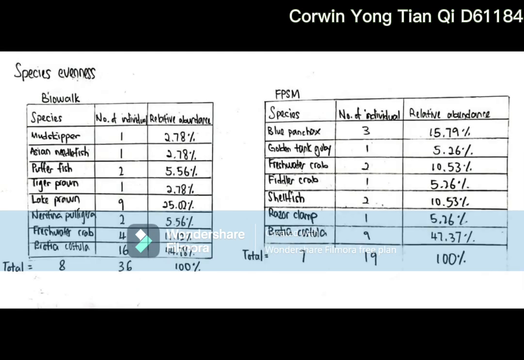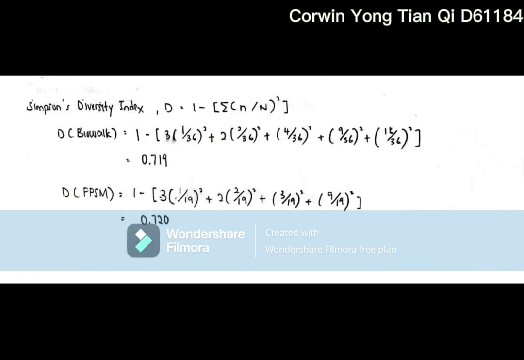Whereas for species evenness, by calculating the relative abundance, it can be seen that FPSM has a lower deviation in the value of relative abundance and hence a better species evenness. For the last part of the calculation, the Simpson's diversity index, the index value indicated that FPSM, even with just a slight difference of 0.01, is more diverse than Biowalk.